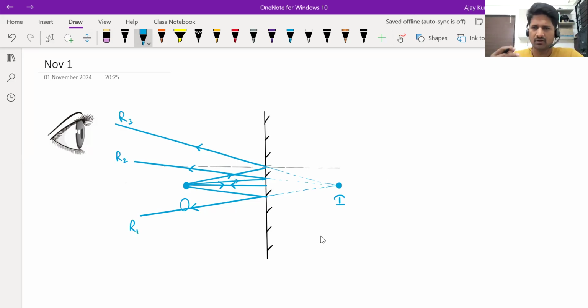After reflection, they are not coming towards each other. They are going away from each other. They are diverging after reflection. So what we do is we extend them in the backward direction such that they seem to be coming from a common point. That's the image position that we have identified here.